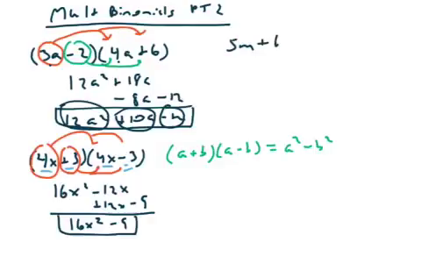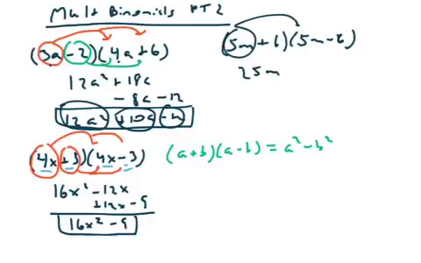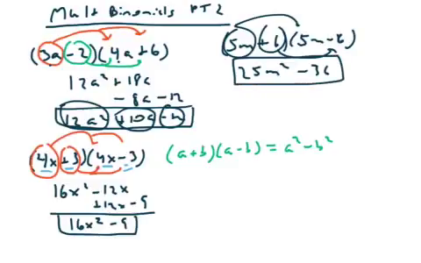Let's say I've got 5m positive 6 and 5m negative 6. Again, I recognize the front pieces are the same and the back pieces are opposites. If that's the case, honestly, you can just go right to your answer. You're going to be taking 5m times 5m is 25m squared. You're going to be taking 6 times negative 6 is negative 36. The middle two products are going to go away because they're going to be opposites.